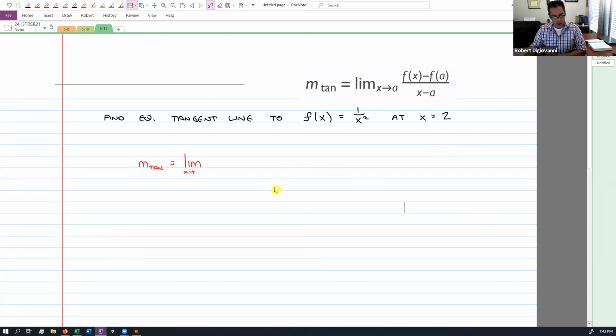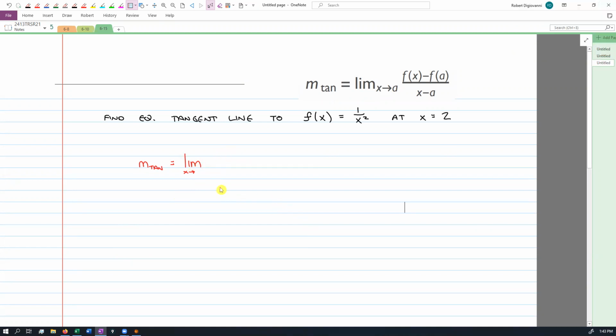So go ahead, Nathan, tell me what this limit is, what everything else I'm going to write here is. So it's going to be the limit of x approaching 2, and then it's going to be 1 over x squared minus 1 over 2 squared, over x minus 2, right?